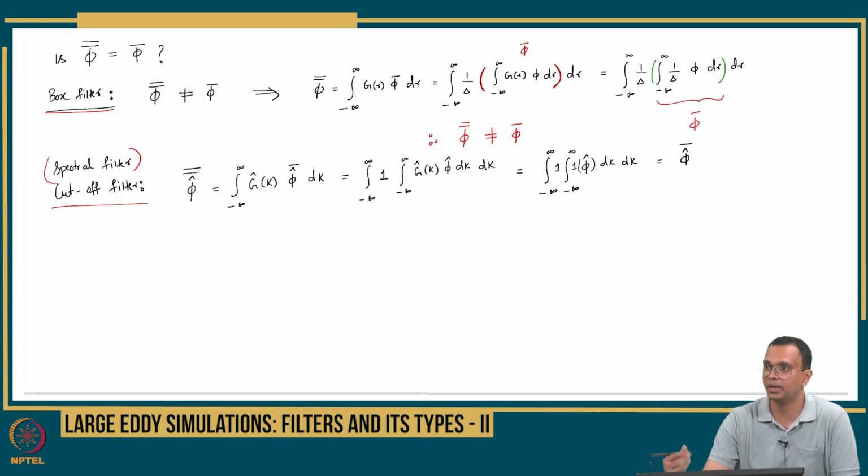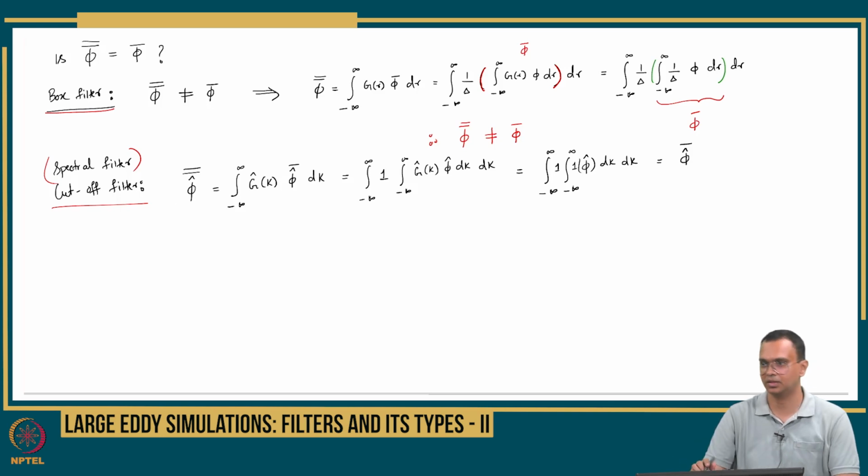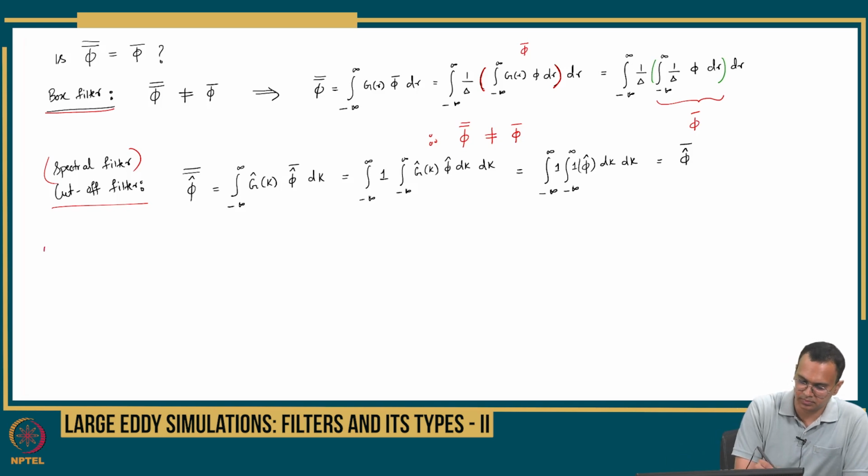Since it is not 1 by delta here, the cutoff filter size is 1, you are setting it, no matter how many times you are going to filter, you are going to get the same result in a spectral cutoff filter. So only this is an exception. Only if you are using a spectral filter, filtering again and again gives the same result. Otherwise, it will always give a different result. Okay, fine. Take one more note.